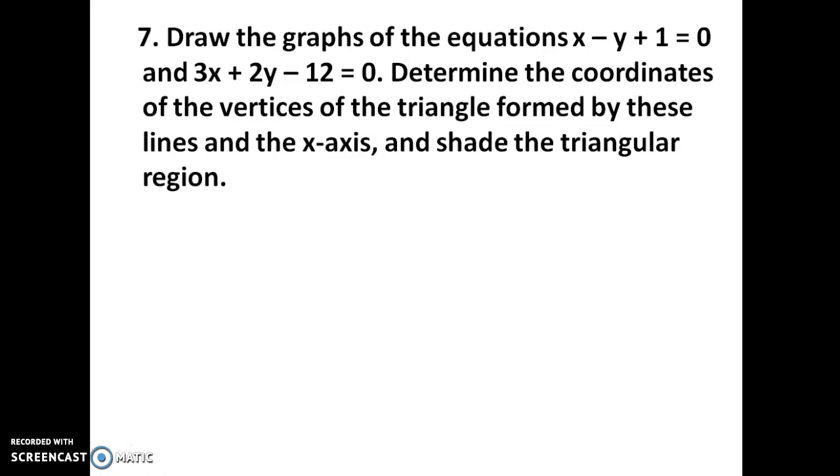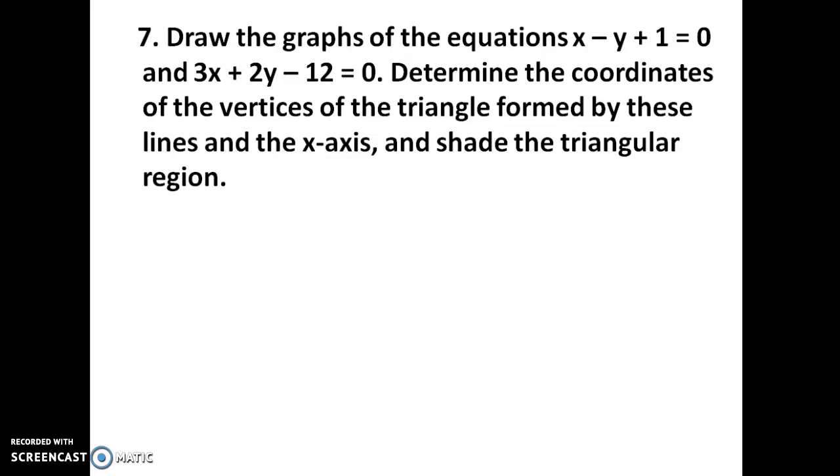Seventh problem: draw the graphs of the equations x minus y plus 1 equal to 0 and 3x plus 2y minus 12 equal to 0. Determine the coordinates of the vertices of the triangle formed by these lines and the x-axis and shade the triangular region. So they have given two linear equations.